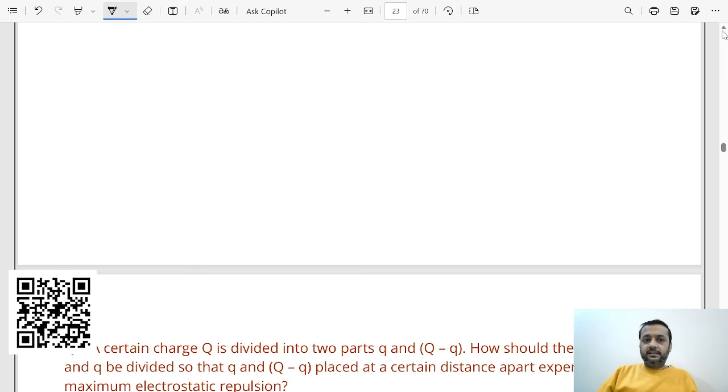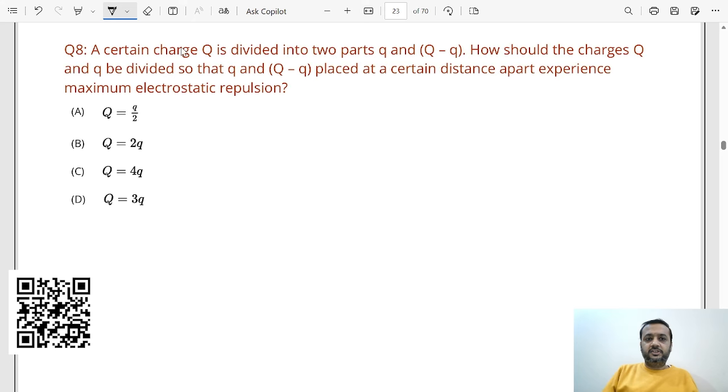Here, there's a charge capital Q which has been divided into smaller charges q and Q minus q. Let us say we are keeping q at this place and the remaining Q minus q at this place, at a distance of r from each other. We have to find the value of small q, or how the division should be done so that the repulsive force between them is maximum.